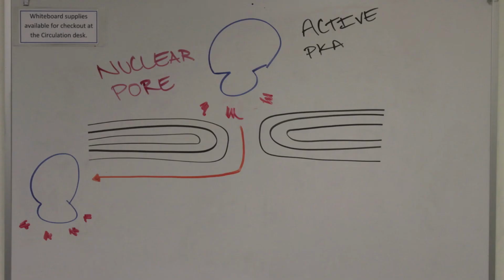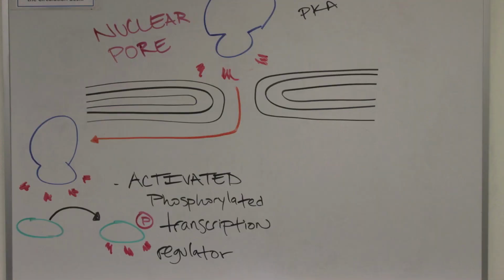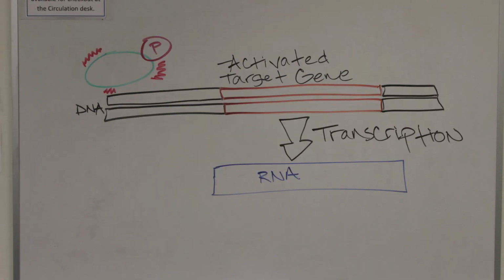As stated previously, PKA can continue by an alternative route. In this route, the active PKA migrates into the nucleus and phosphorylates specific transcription regulators. Once phosphorylated, these proteins stimulate the transcription of a whole set of target genes.